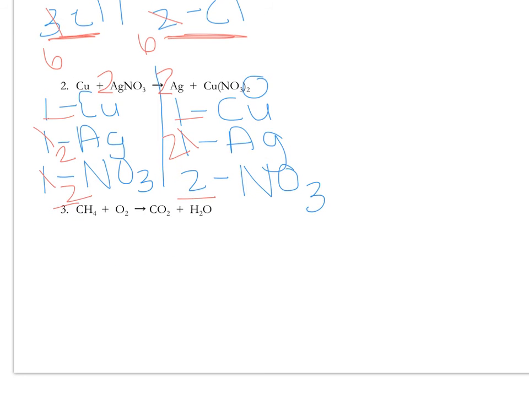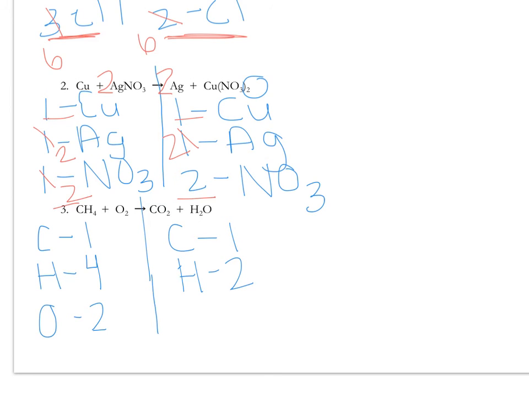Okay, finally, my last one here, I'm going to do the same thing. I'm going to start by listing what I have. Here I have 1 carbon, I have 4 hydrogens, and I have 2 oxygens. On the right-hand side, I have 1 carbon. I'm going to go in the same order here. I have 2 hydrogens, and this time I have oxygen that's found in 2 spots, here and here, so I have to account for that. So I have a total of 3 oxygens on that side.